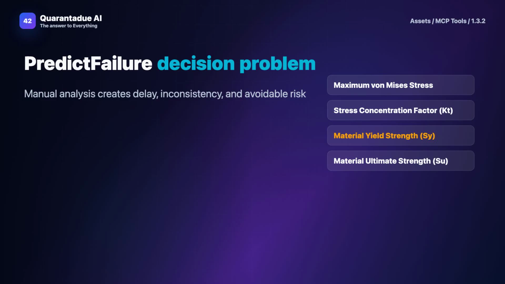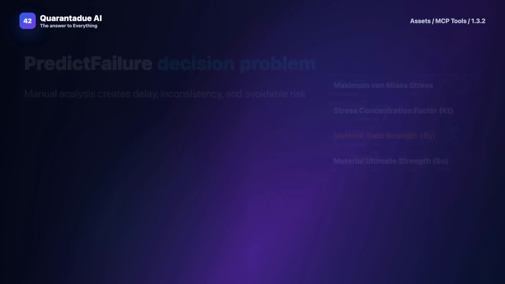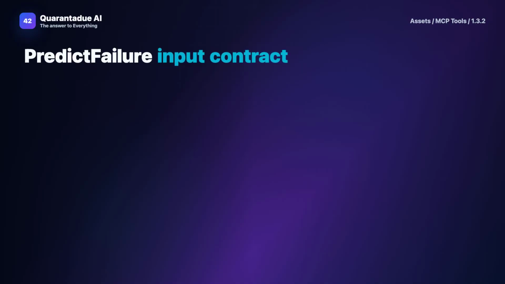Predict failure starts with a defined input contract. Typical inputs include maximum von Mises stress, stress concentration factor KT, material yield strength SY, material ultimate strength SU, and loading type. Keeping these fields explicit reduces ambiguity and makes every run easier to audit.